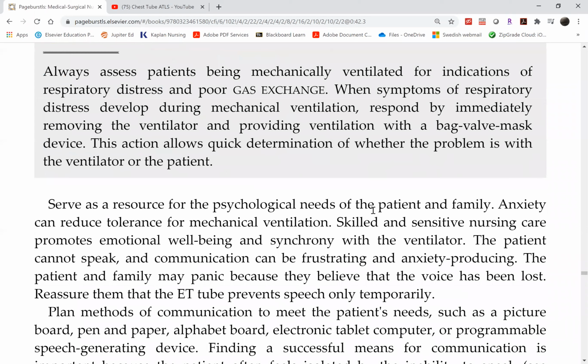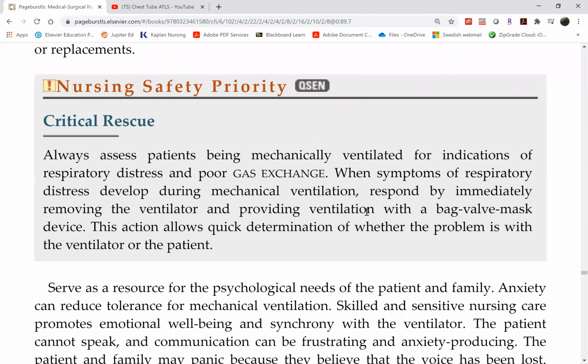Here's a critical rescue reminder. If you have something wrong with the ventilator and you can't figure out what it is, rather than having the patient miss out on breaths, it's better to disconnect them from the ventilator and just give your breaths manually with a bag valve mask until someone can figure out what's wrong or until you can get a new one as a replacement.